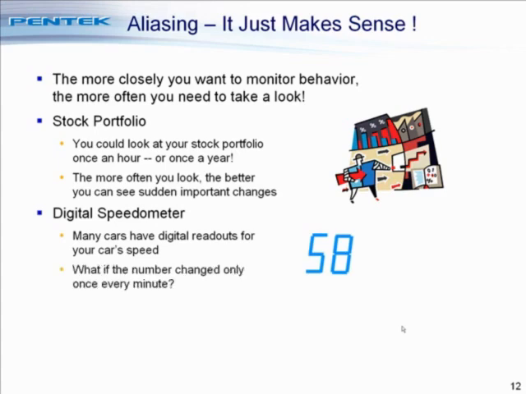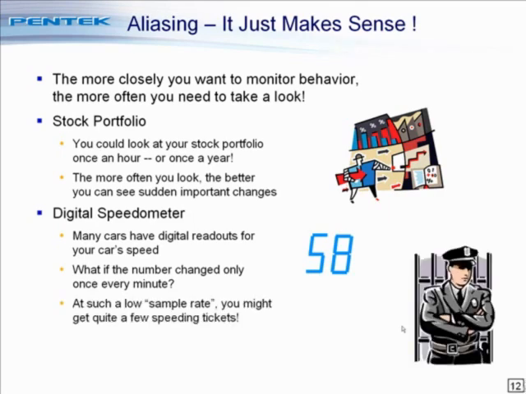But what if the number changed only once every minute? That wouldn't be very convenient. At such a low sample rate, that is one reading per minute, you might get quite a few speeding tickets. The digital readout on the speedometer is nothing more than an A to D converter that's converting the analog rotational speed of a gear in your engine to the rate of travel of your car.